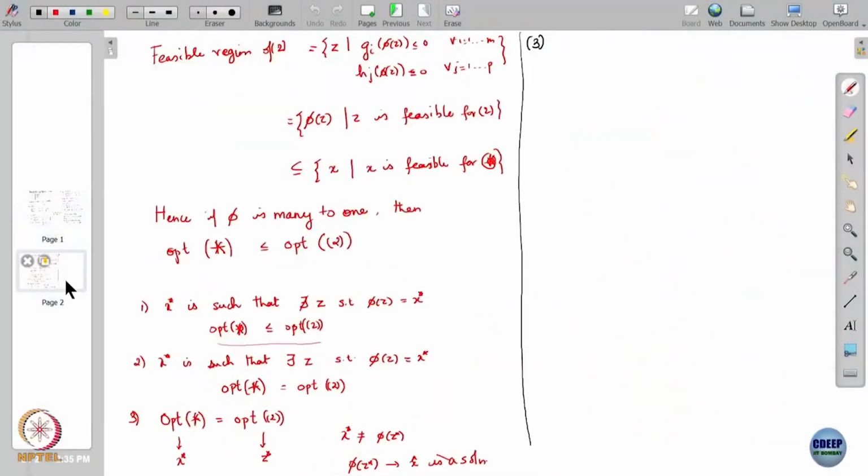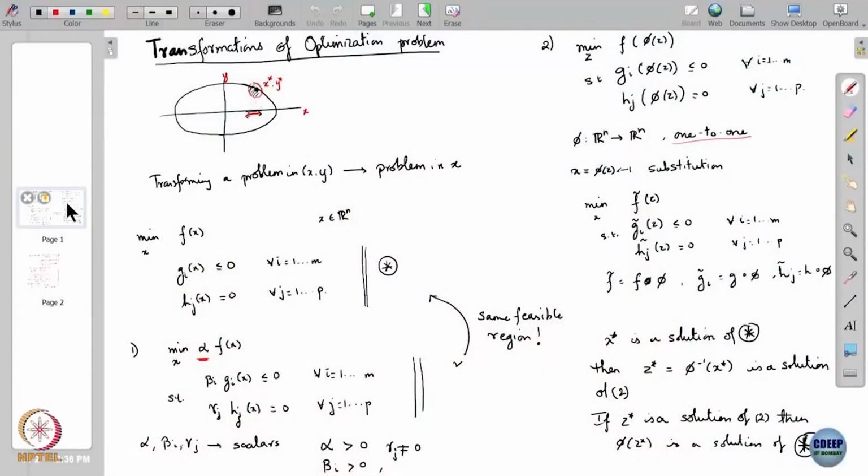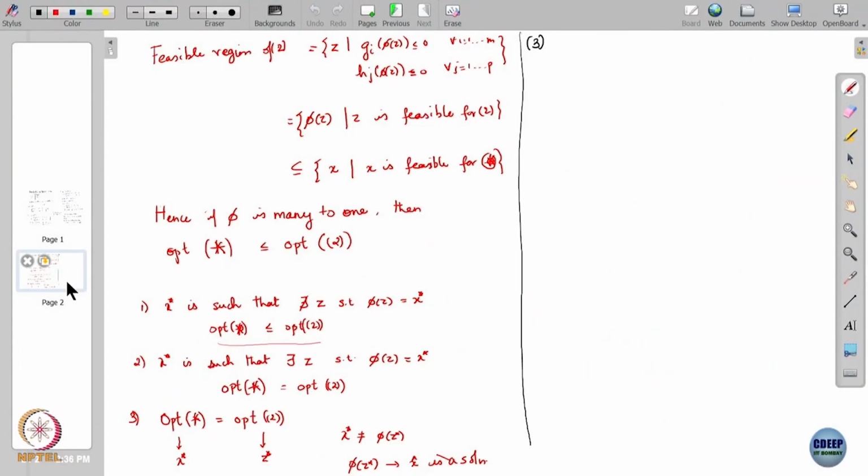If there are multiple z's that give you the same x, or basically the issue is that for every x there need not be a z. For every x there need not be a z. In that case, how can we still ensure a correspondence between 2 and star? So, the trick to do that is the following.